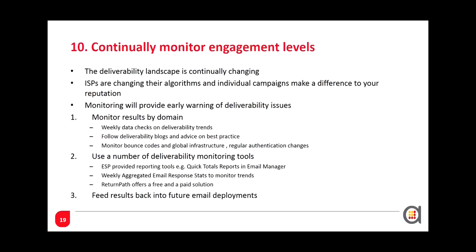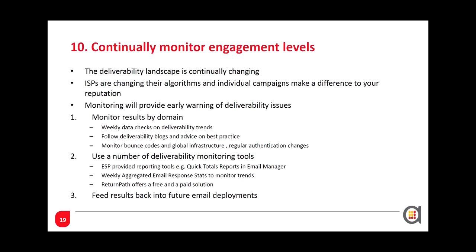And then what I think is the most important is to continually monitor engagement levels. So every day the deliverability landscape is changing, and ISPs are becoming more and more granular in their filtering. They're listening to their users more. Users are dictating whether or not your email will go to spam or bulk based on how they're reacting to your email. So you want to monitor as often as possible. Use seeds when you can. Use all of the data available to you, and feed those results back into future email deployments.